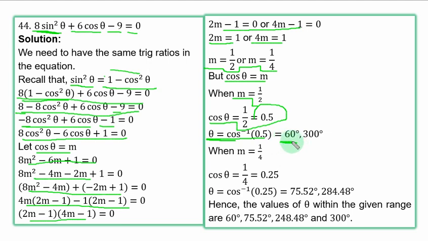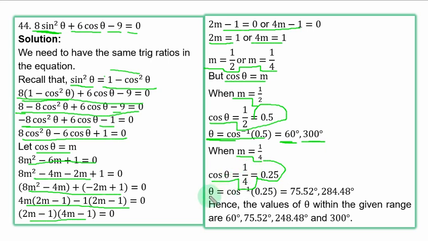You check the other quadrant where cosine is positive. Theta from that quadrant becomes 300 degrees. When m is equal to 1 over 4, cos theta becomes 1 over 4, which is 0.25.